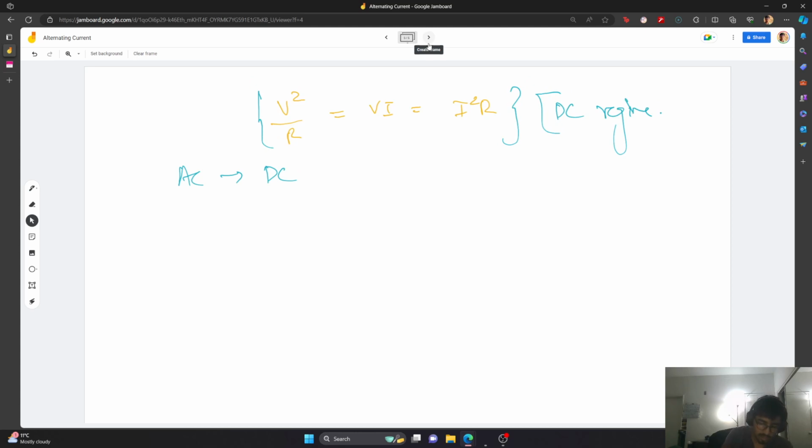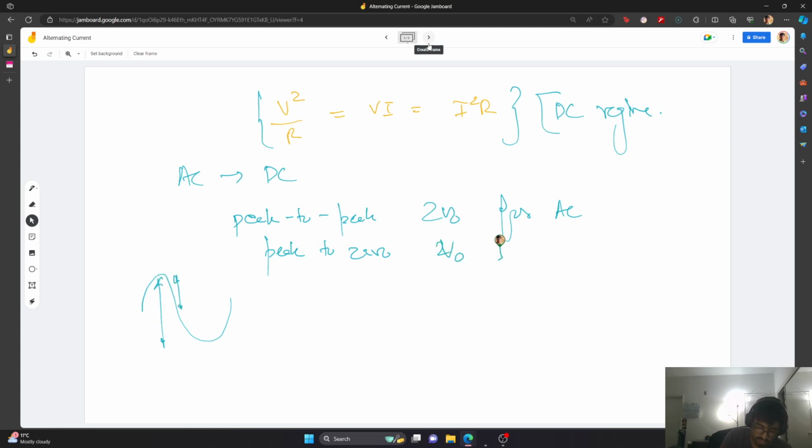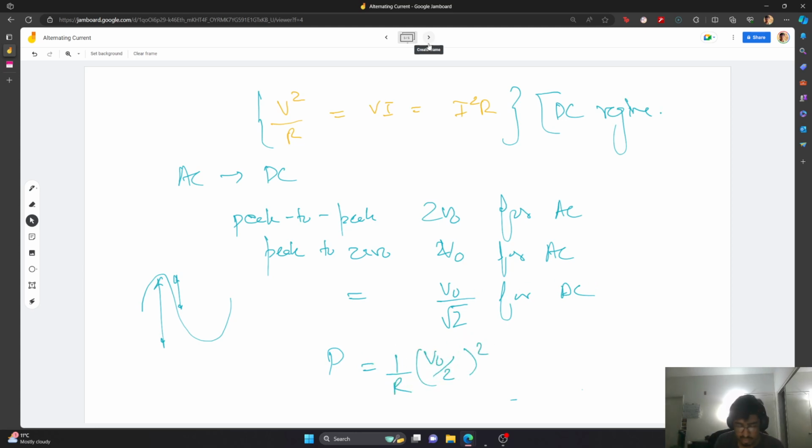So say our peak to peak is 2 V naught for AC, so peak to peak is double the amplitude, and peak to 0 is only this much, so that's V naught for AC. That can now be written by converting as V naught by square root 2, which is 0.7 V naught for DC. So the power that was consumed, say it was fed into some resistor, will be V naught by square root 2, whole square, by R. So it becomes V naught square by 2 times R.